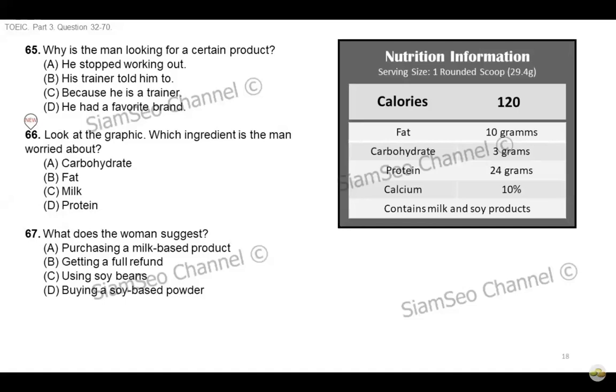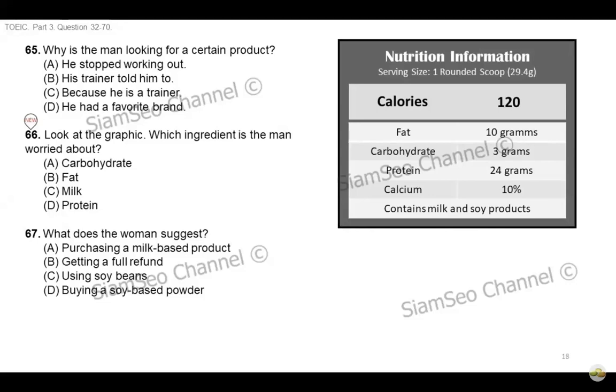Excuse me. I've just started a new exercise program, and my trainer told me I should buy some protein powder to have after I work out. Most importantly, I need something that is high in protein, but doesn't have a lot of carbohydrates. Do you have anything you can recommend?